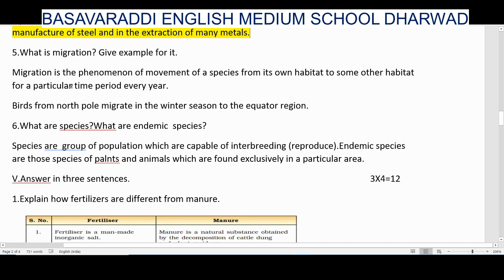For the best example, the birds from the North Pole will be migrating in the winter season to the equator region, because as we know, at both the poles the temperature is very low. So these birds cannot sustain so much cold. It is minus degrees there. So to avoid it and keep themselves warm, in that particular winter season, they'll be moving towards the equator region.